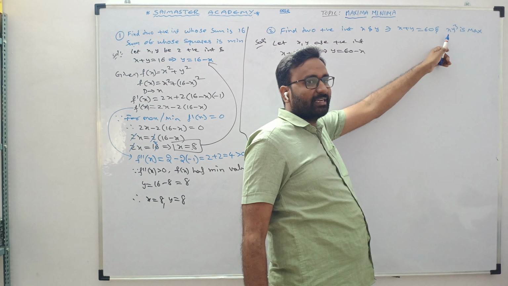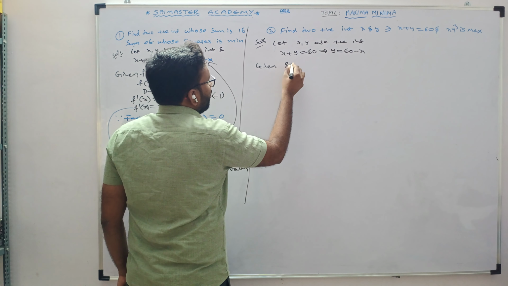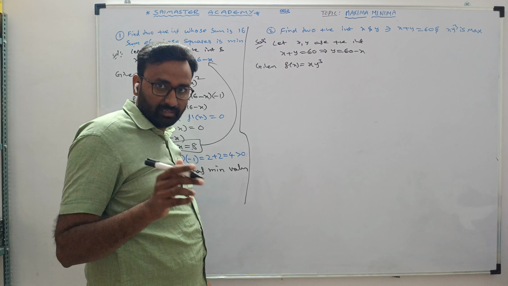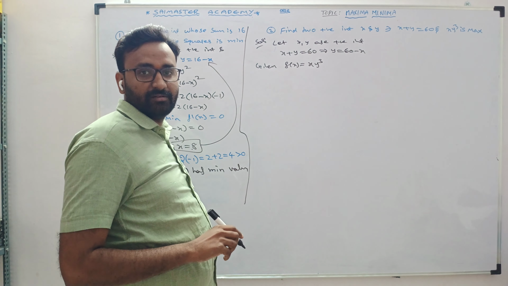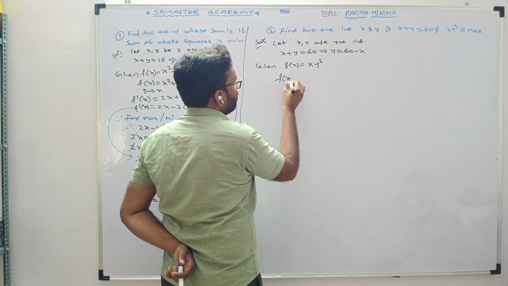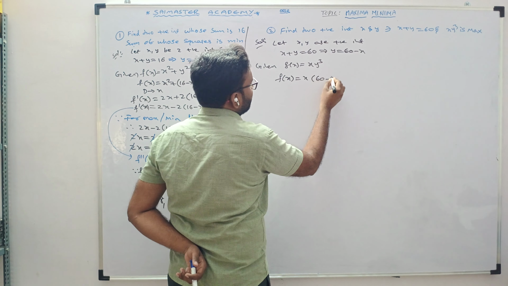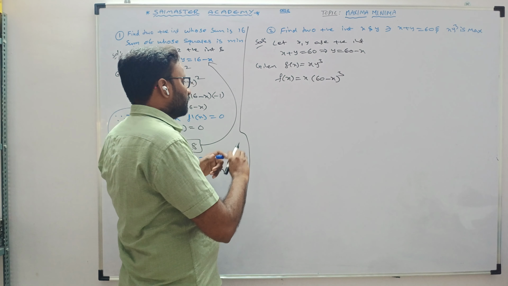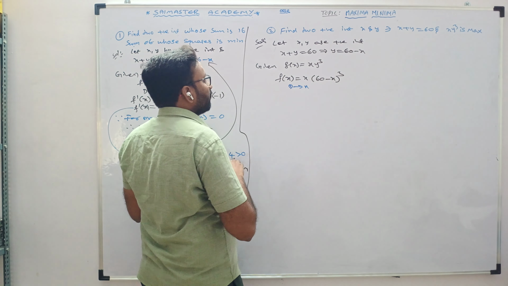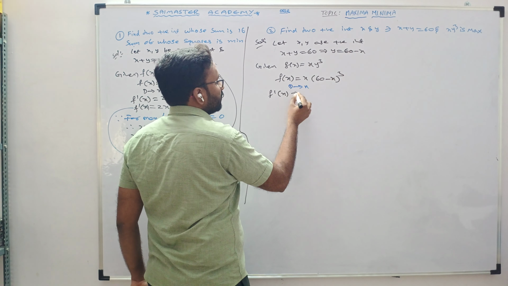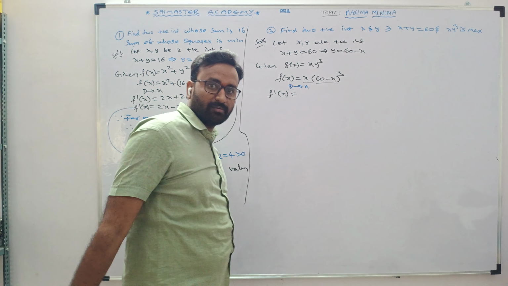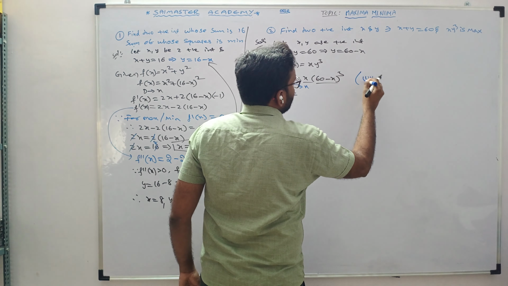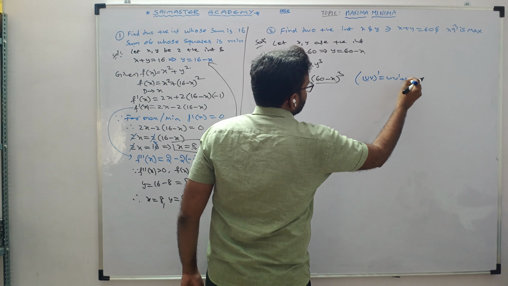So, given f of x is equal to x y cube. But we need everything in terms of x only. That's why write the y value in place of y. Then you will get f of x is equal to x into (60 minus x) whole cube. Now apply differentiation with respect to x. F dash of x is equal to, which formula do you have to apply? UV rule. So what is the UV rule?